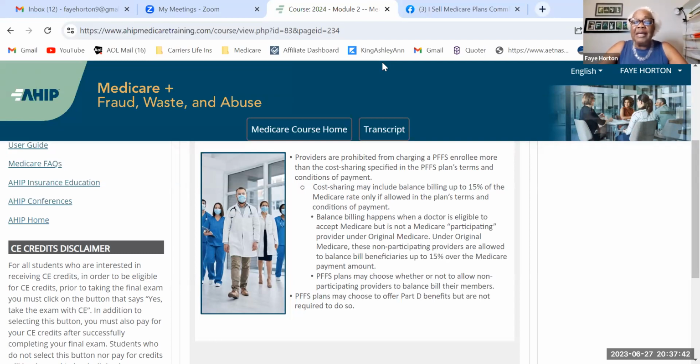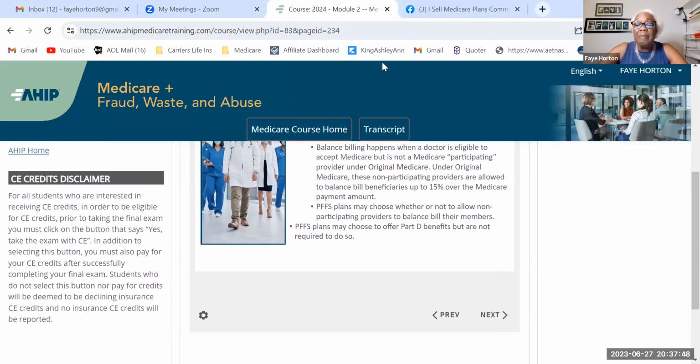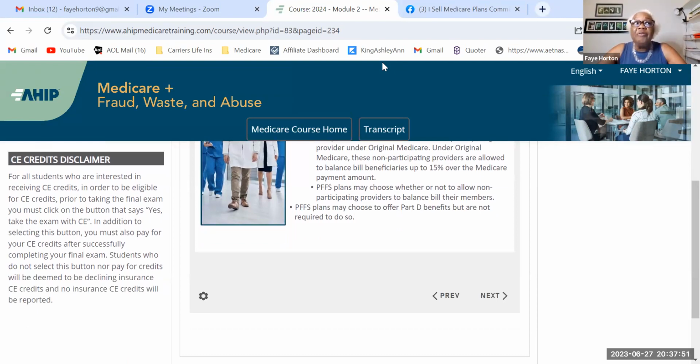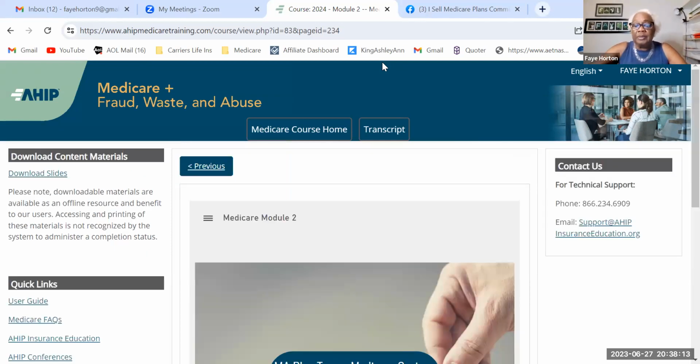Private fee-for-service plans may choose whether or not to allow non-participating providers to balance bill their members. Private fee-for-service plans may choose to offer Part D benefits, but are not required to do so. So this is a Medicare Advantage plan type that may or may not have Part D included.